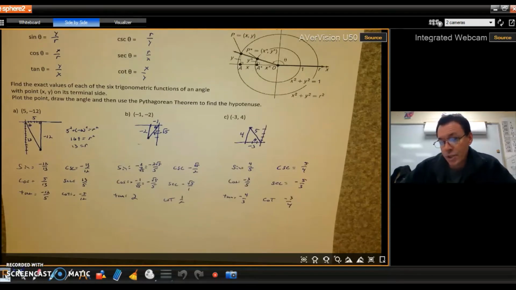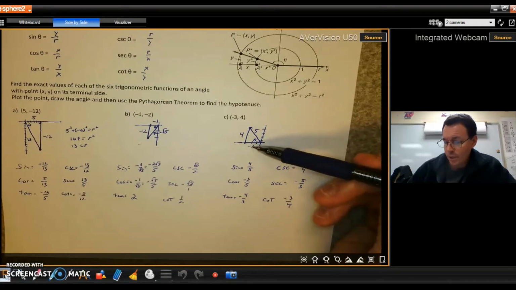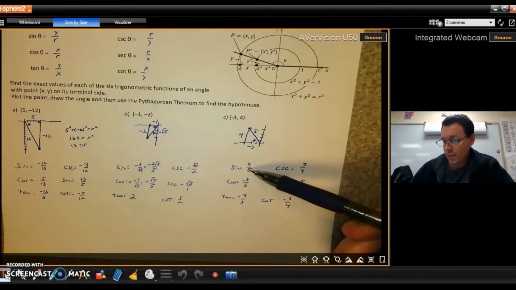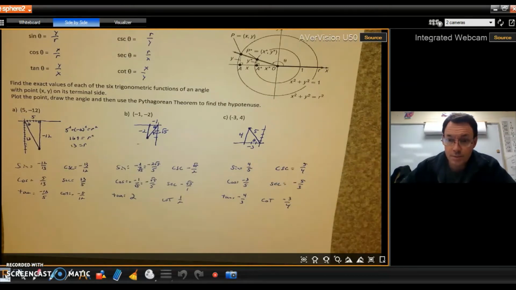All right, that's what you should have come up with. Look at my triangle. The point negative 3, 4 is in quadrant 2 because you're going left and you're going up, so you're going to land in quadrant 2. So there's my point. I then drew a triangle. I labeled the adjacent and the opposite side. I used the Pythagorean theorem to get the missing side. That was a 5. This is a 3, 4, 5 triangle. And then once I had that, it was just a matter of opposite over hypotenuse, adjacent over hypotenuse, and opposite over adjacent, and then doing the reciprocals.